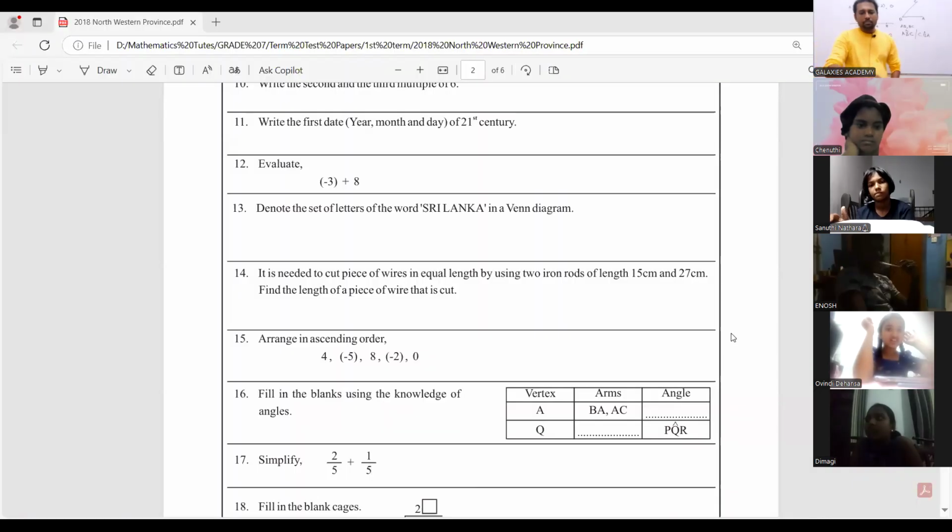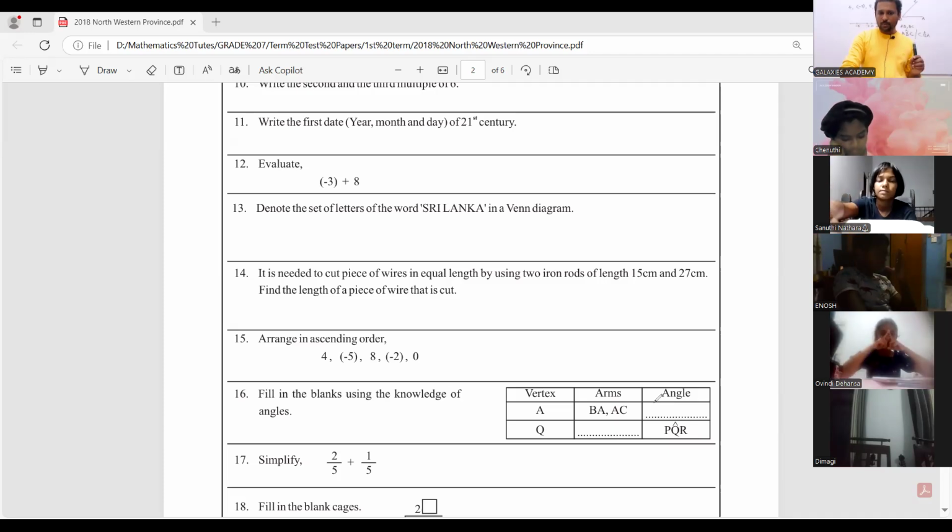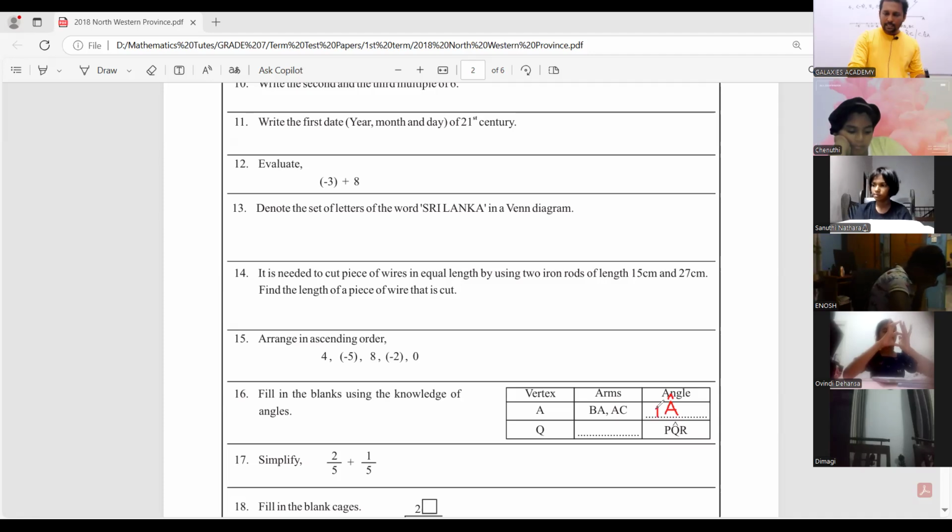Look at this. Vertex given A, arms also given, BA and AC. So what is the angle name? Which letter should be the middle letter? The vertex. So what is the vertex? A. Also on A, you have to put a hat. And the other two letters you have to write on either side of this vertex. What are the other two letters? B and C, no? So you can write angle BAC or angle CAB.